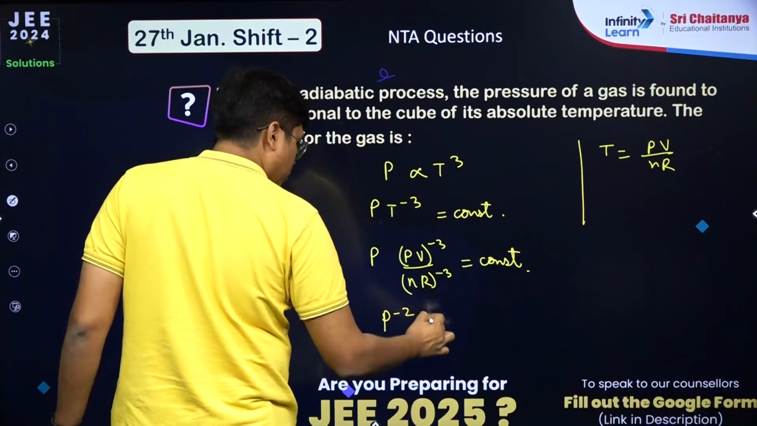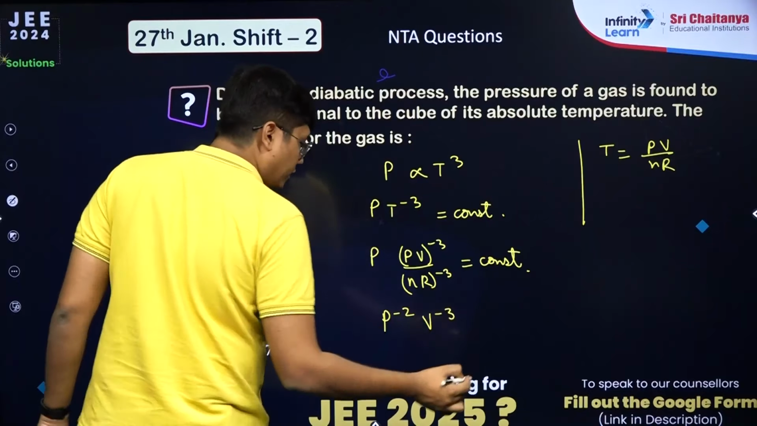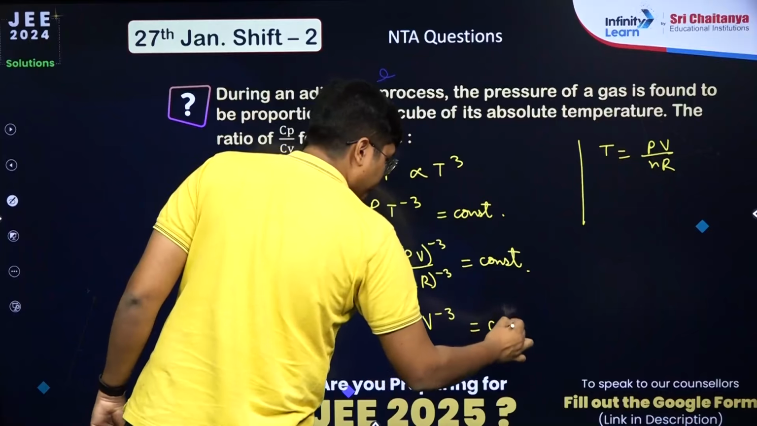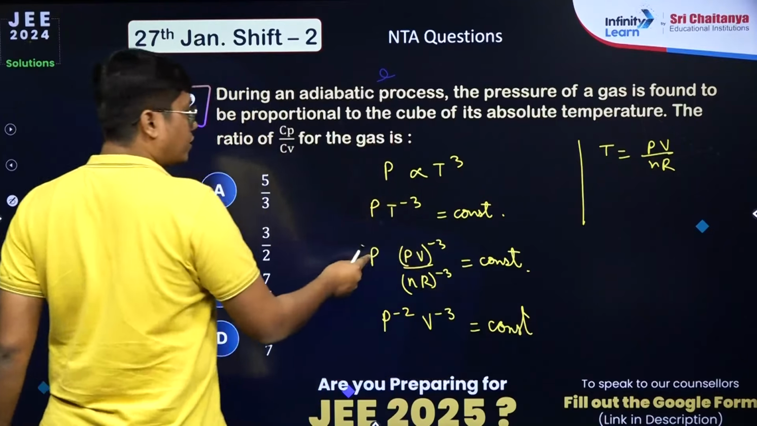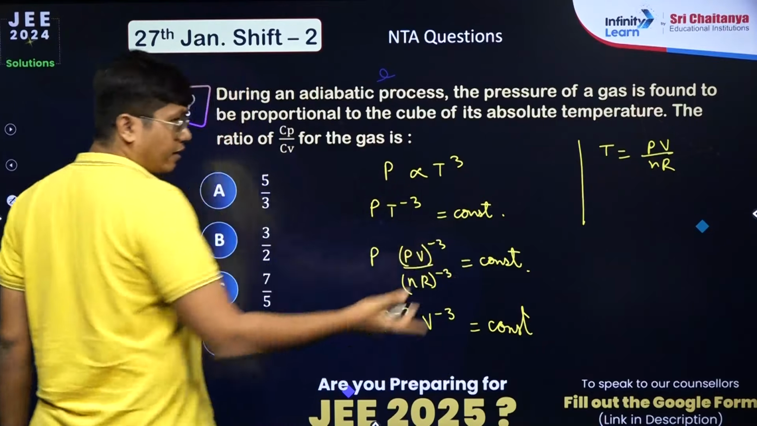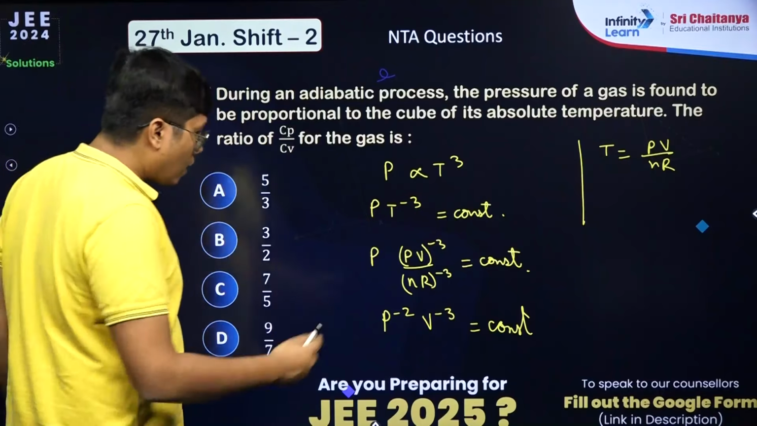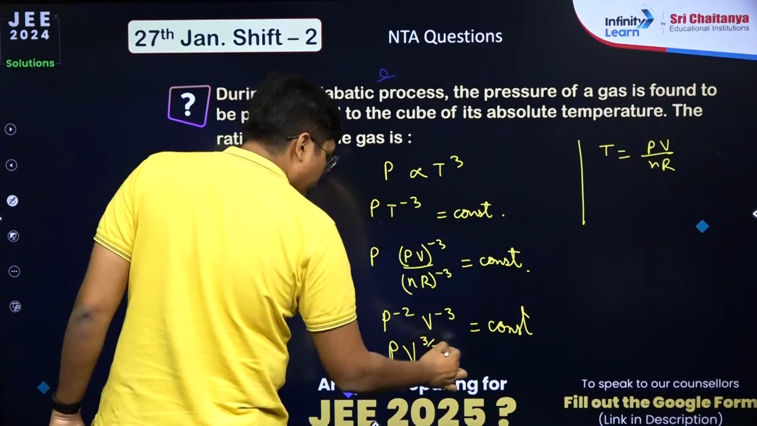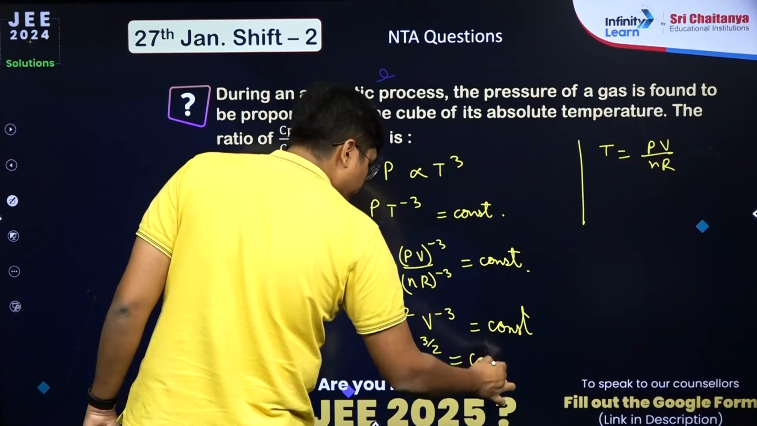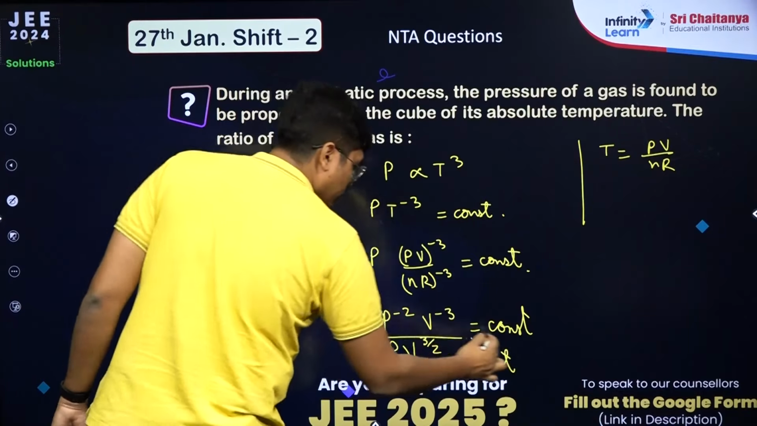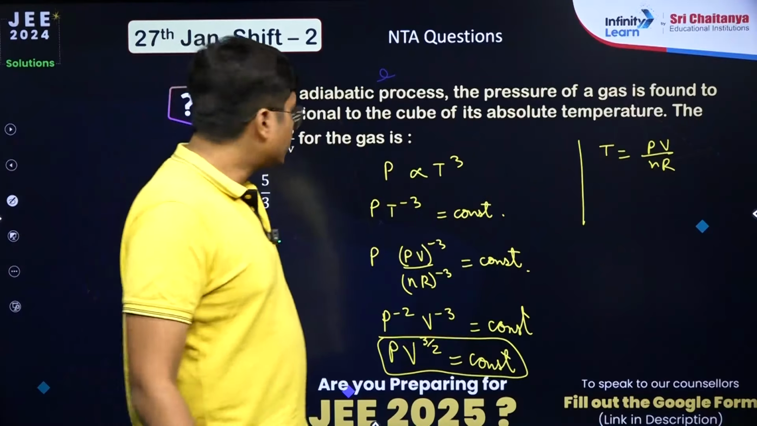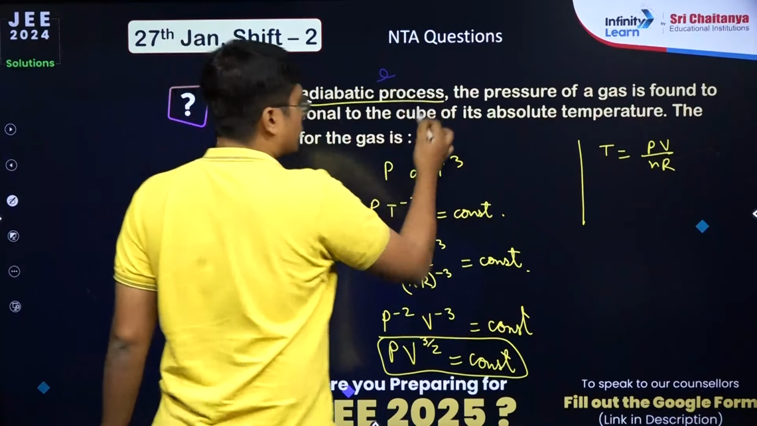P to the power minus 2, V to the power minus 3 is equal to a constant. Because you'll have P to the power minus 3 into P to the power minus 2, that stays, V to the power minus 3. So this can be written as PV to the power 3 by 2 is a constant. This is what I needed to get to. PV to the power 3 by 2 is a constant because it's an adiabatic process.